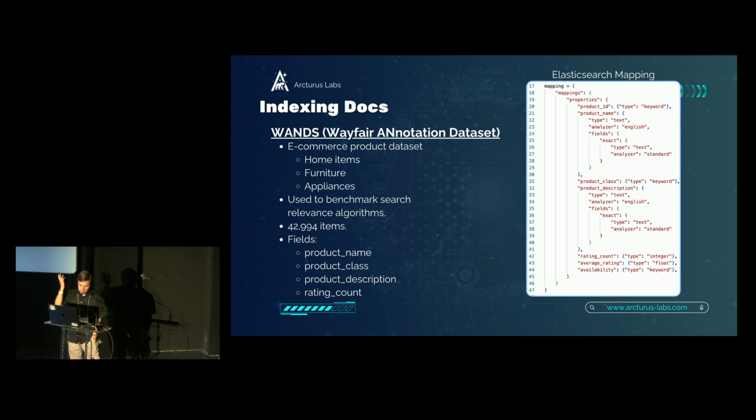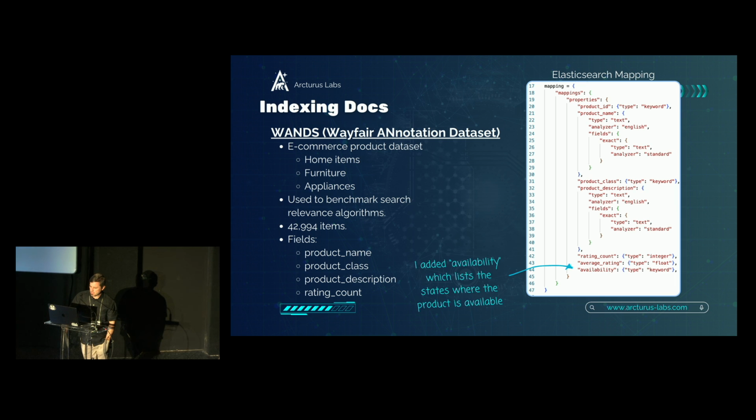We have several fields of interest in our data set: product name, product class, product description, rating count. But I've also added, it's fake data, but I've added an availability field that allows us to say what state these items are available in. So it's a keyword field that's just an array of state names.